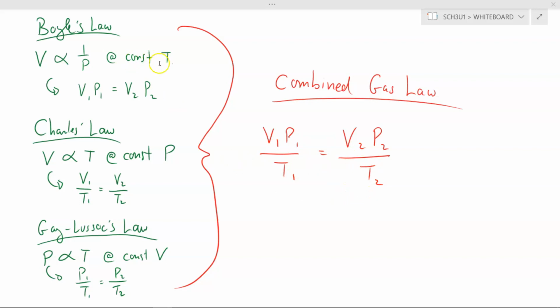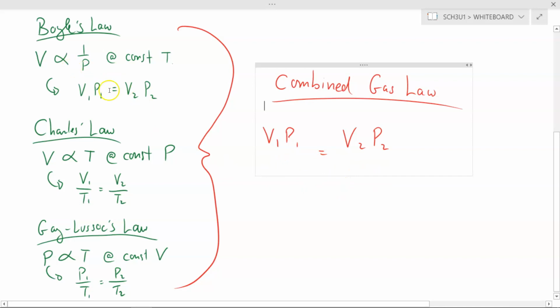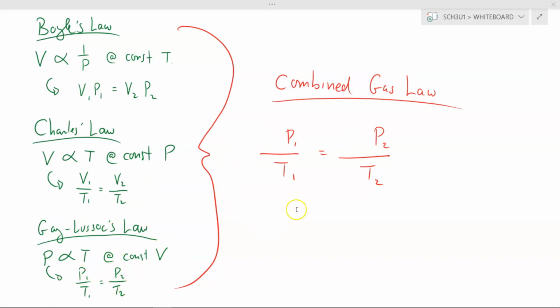If temperature remains constant, then it doesn't change. If it doesn't change, it doesn't really affect my calculations. If it doesn't affect my calculations, I can remove it. And once you remove temperature, there's your equation for Boyle's law, V1 P1 equals V2 P2. The same applies for the other two variables. If they remain constant and they don't change, you can remove them. So remove pressure, and you have Charles' law. Remove volume, and you're left with Gay-Lussac's law.